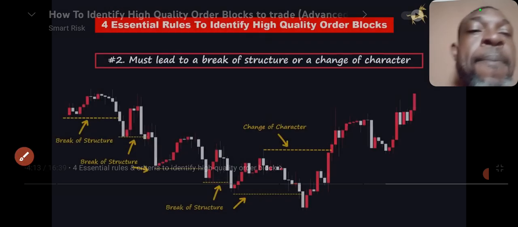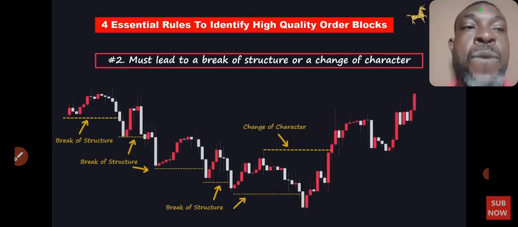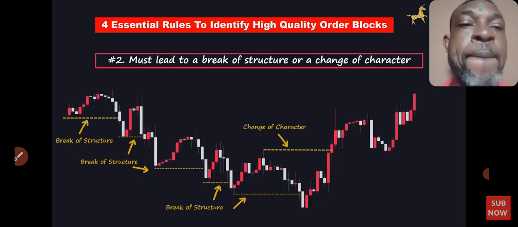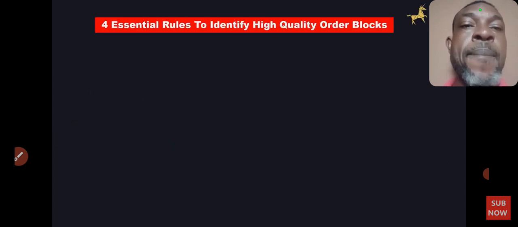Rule number 2 emphasizes that a high-quality order block must lead to a break of structure or a change of character in the market. Break of structure and change of character are essential signals that indicate whether the market will continue in its initial direction or will experience a reversal.